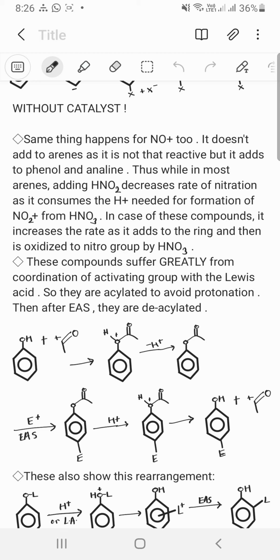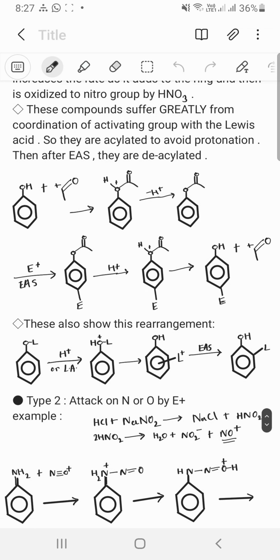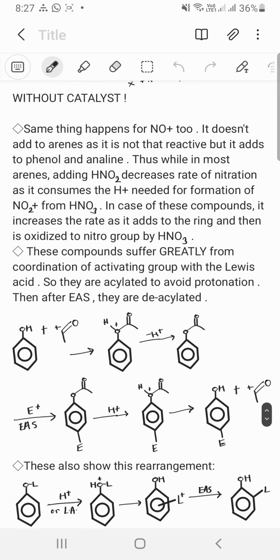But for phenol and things like these, NO plus will also be a good electrophile. So you basically need a really good electrophile to add on an aromatic ring. NO2 plus is a very good electrophile, so it can add on the ring directly. NO plus cannot, but NO plus can add on aromatic systems like phenol or aniline. Because it can add like that, it will first add and then get oxidized to NO2.